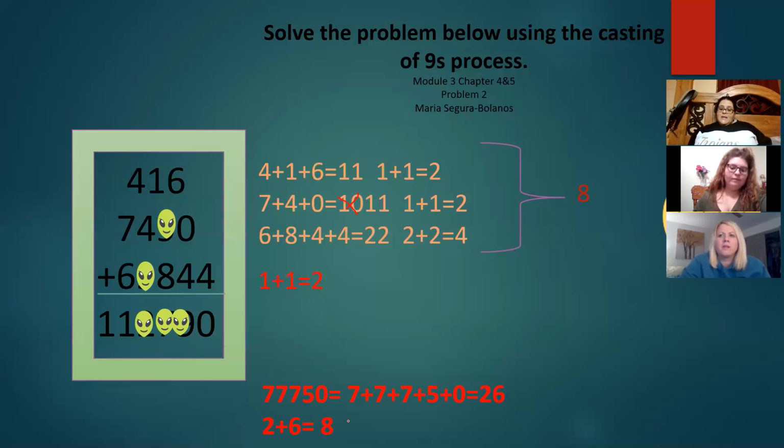So the actual correct answer is 77,750. And then to check that, we'll break it back down just like we did above. So we got 7 plus 7 plus 7 plus 5 plus 0 is 26. Then we break that down even further to 2 plus 6, that's going to equal 8. Bam, our 8 matches our 8 up here, so that means this is the right answer.